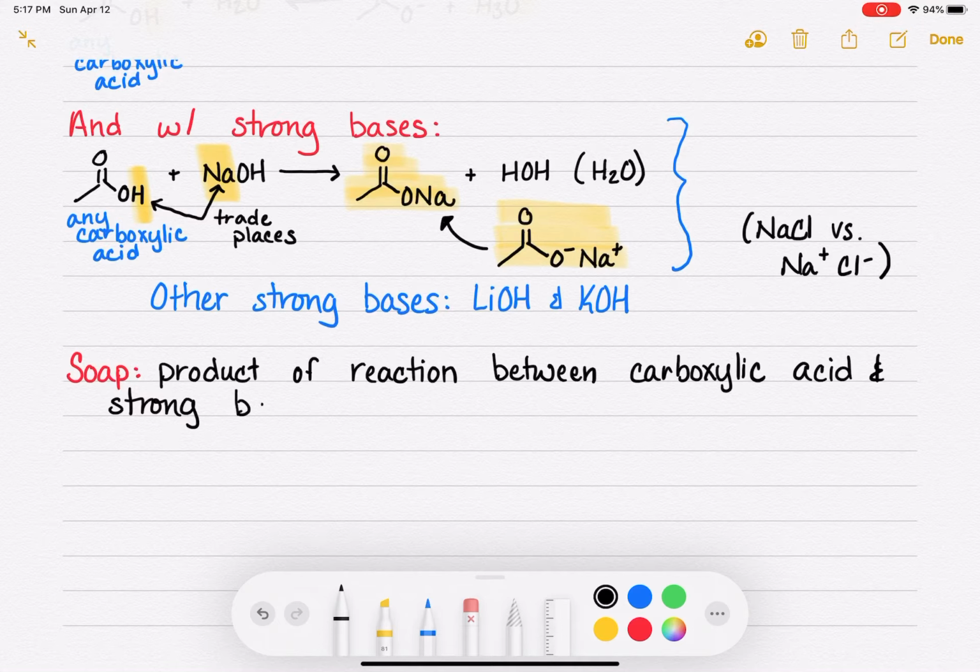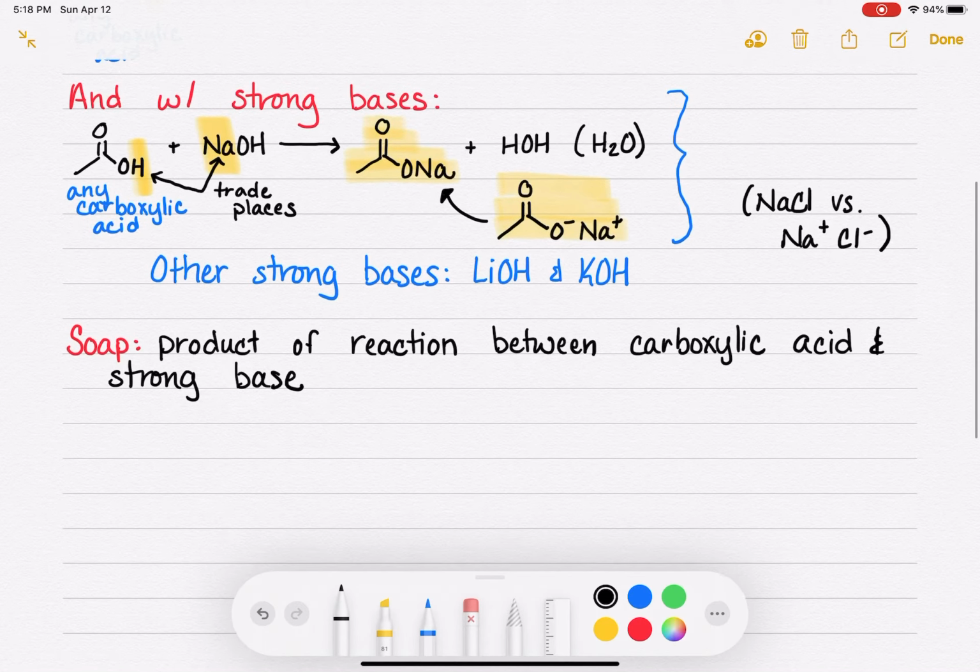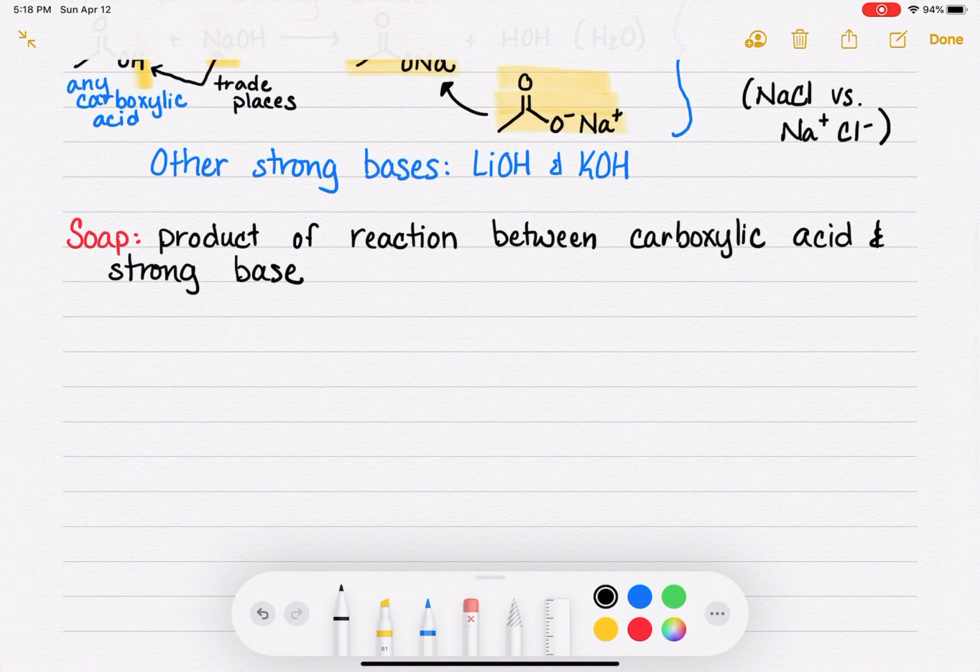It's not quite as simple. If we're talking about making an actual soap that a consumer can use, it's not quite as simple as just picking any carboxylic acid and mixing it with a strong base, and then ta-da, you have soap. It's a little bit more involved than that. In order to make a good soap, the carboxylic acid that you start with needs to be one that is not soluble in water. Even though the carboxylic acid is not soluble in water, the soap always will be soluble in water.